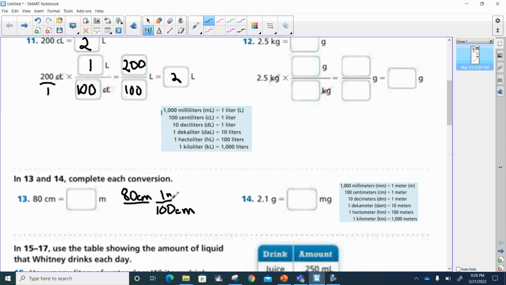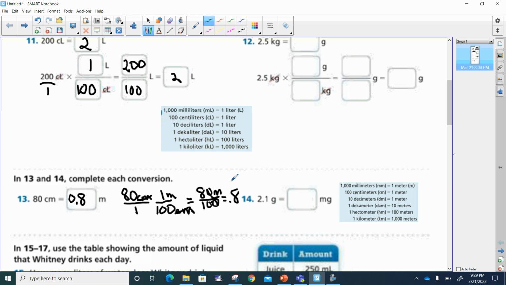We're looking for the meters over here, right? So this is 80 over 100. Because when we get rid of the centimeters on the top and the bottom, that's going to give me 80 over 100, and that's going to leave me m for meters, right? And 80 divided by 100, if you take the zeros out, that's 8 divided by 10, that's 0.8. So the answer should be 0.8 meters.